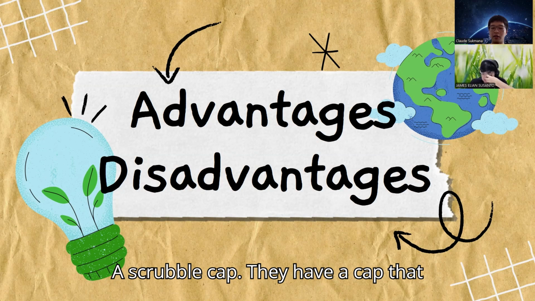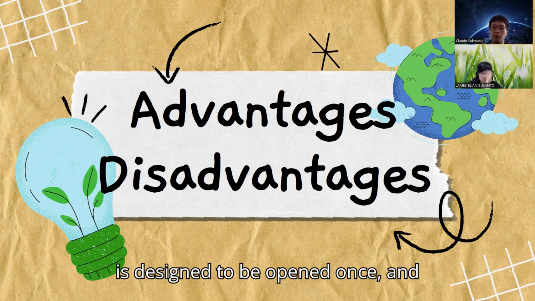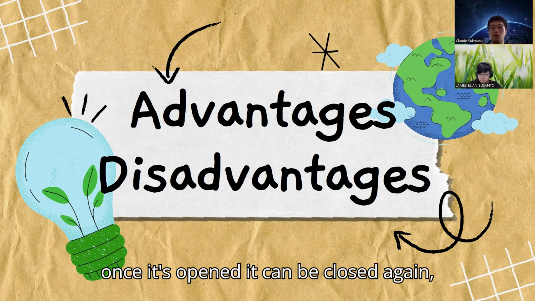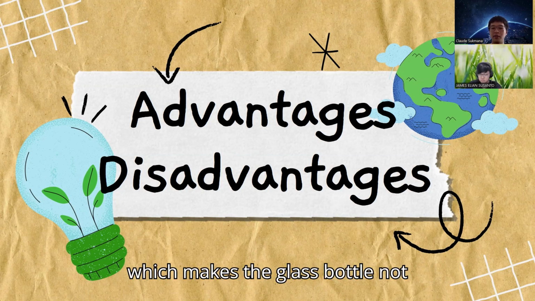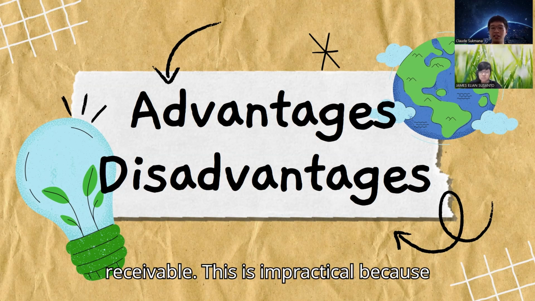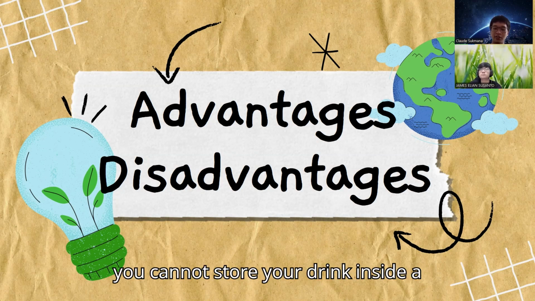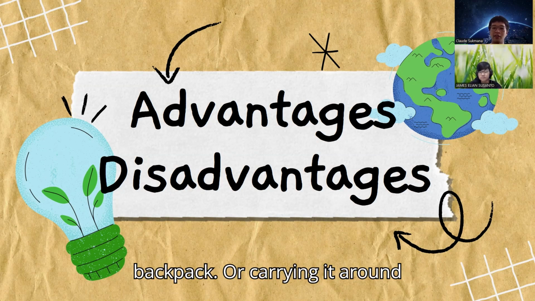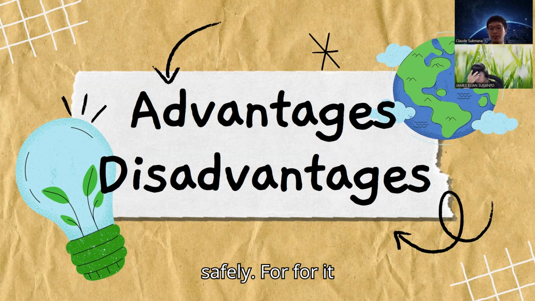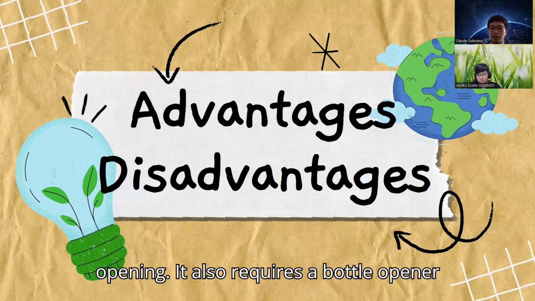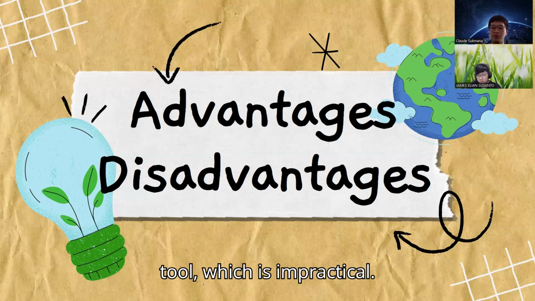They have a cap that is designed to be opened once, and once it's open, it can't be closed again, which makes the glass bottle not resealable. This is impractical because you cannot store your drink inside a backpack or carry it around safely. Opening it also requires a bottle opener, which is impractical.